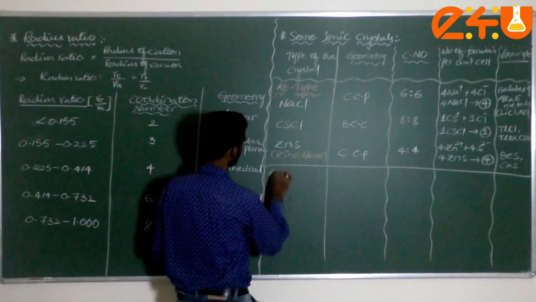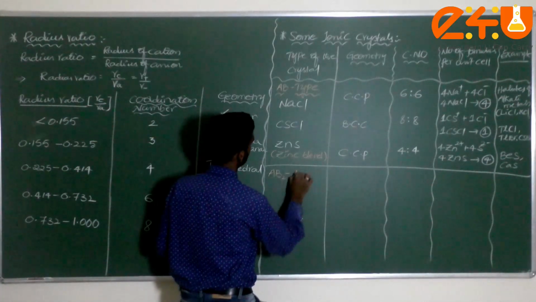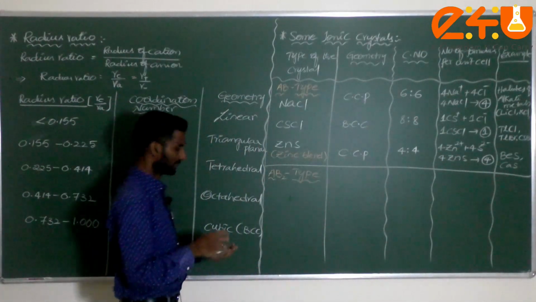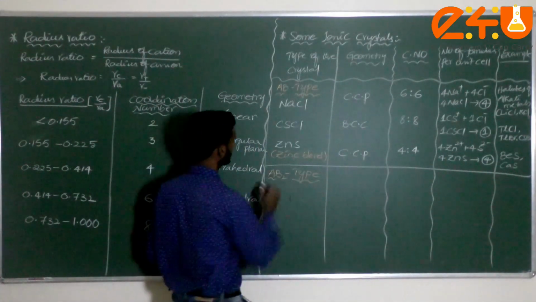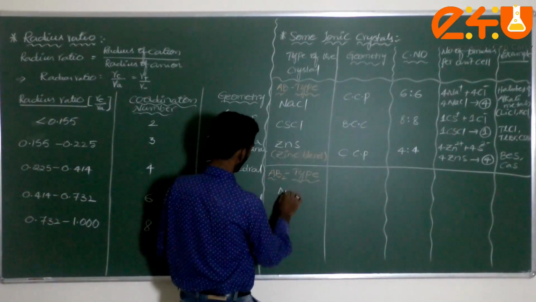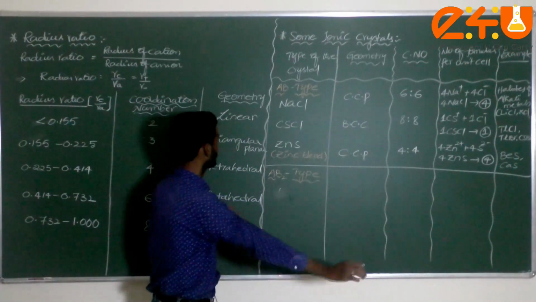Next, it comes under AB2 type. This is a small example I am taking here, AB2 type.